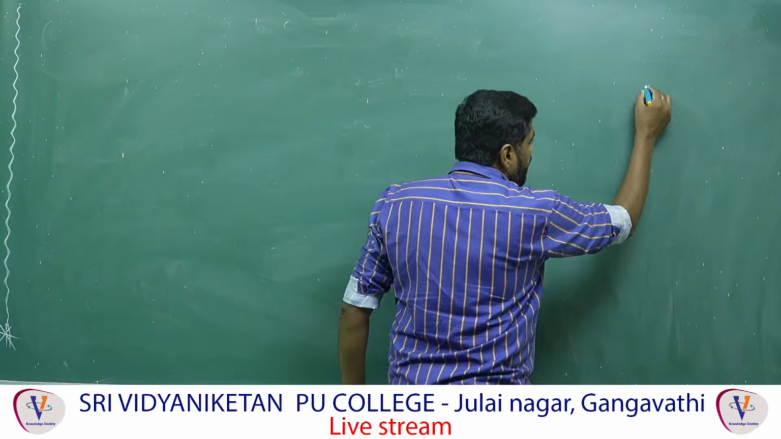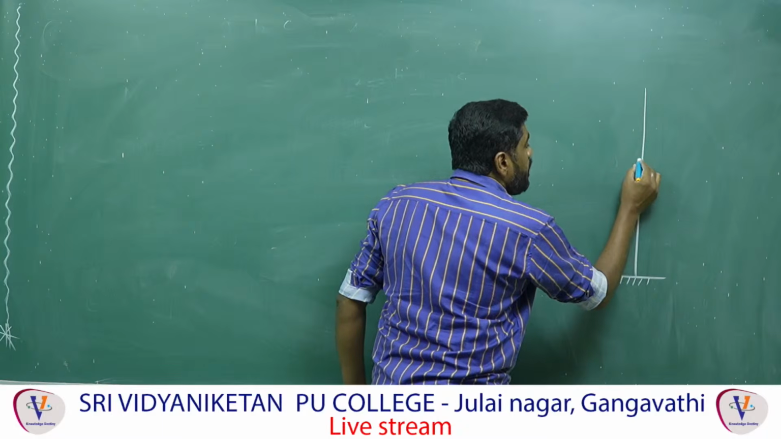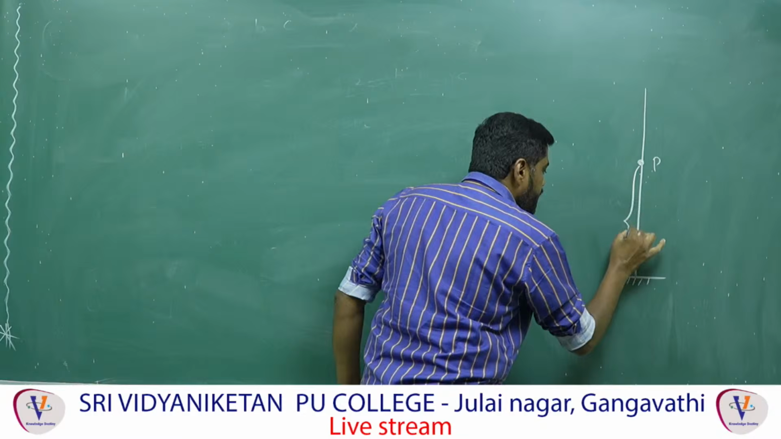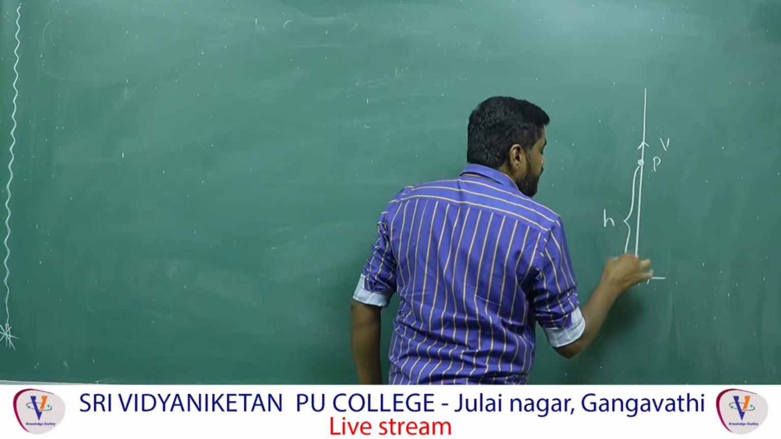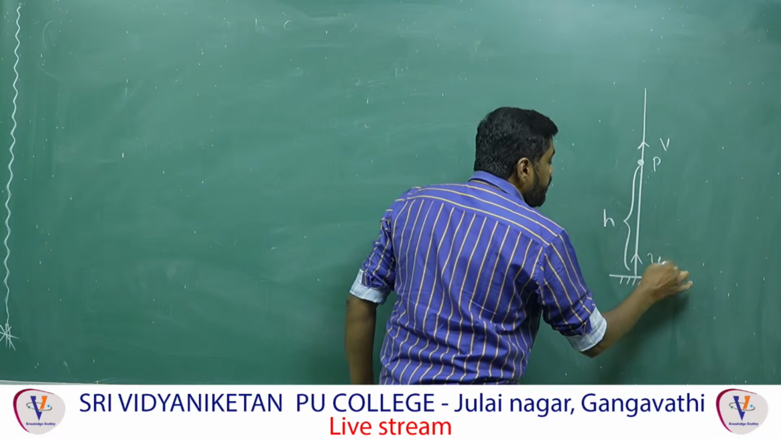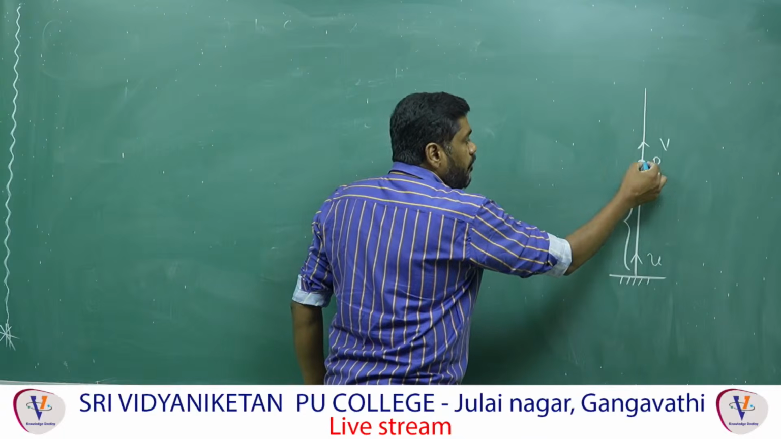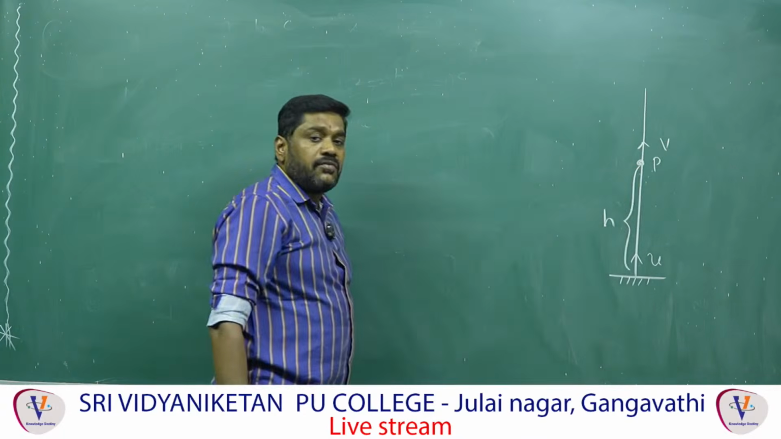For example, if you take this as the ground, and at this point, which they have named P, let us suppose the height of this point is h, and at this point the velocity, for example, I am taking v, and the initial velocity, for example, u. Therefore the initial speed of projection is u, and after reaching point P the final velocity is v, and at this moment they have given one relation.